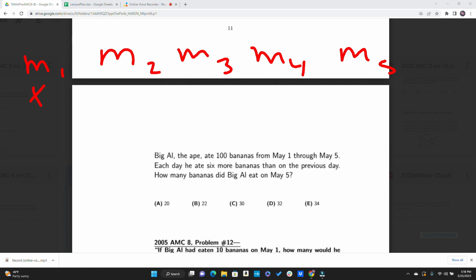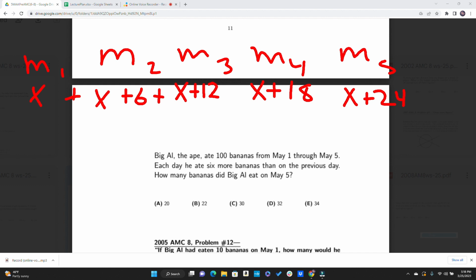Well, we know that on the next day, May 2nd, Big Al ate 6 more bananas, so X plus 6. The next day, he ate 6 more than that, so X plus 6 plus 6, which we can just write as X plus 12, right? That's the same as X plus 6 plus 6. May 4th, same thing, adding another 6, we have X plus 18, and on May 5th, we have X plus another 6, X plus 24. Okay, adding all of those up, X plus 6 plus X plus 12 plus X plus 18 plus X plus 24, we get 100.